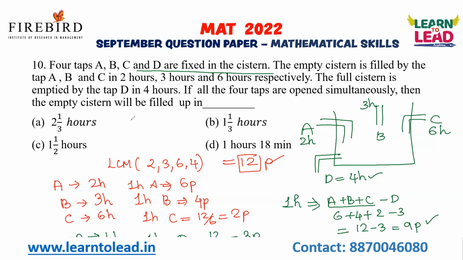Now listen. Take 1 hour, and then the remaining 3 parts have to be filled, right? 3 parts will be filled in the next hour. We know that the net work of 1 hour is 9 parts. So 3 by 9, 1 by 3 hour is your answer. Do you understand this? Now, we'll go to the next one.